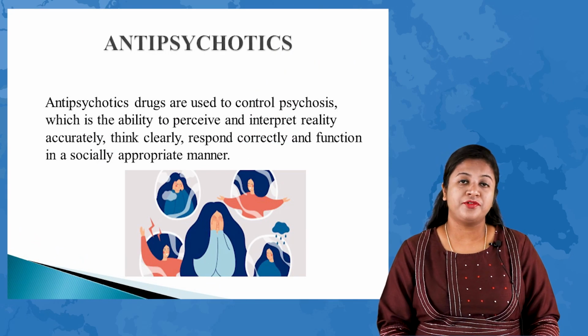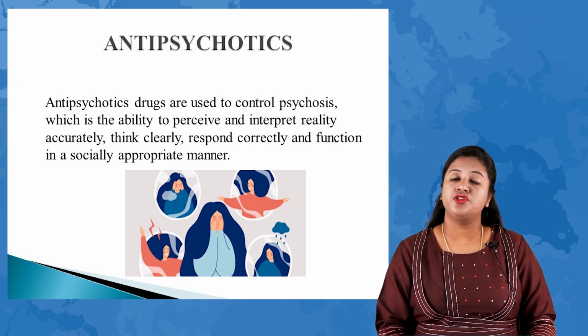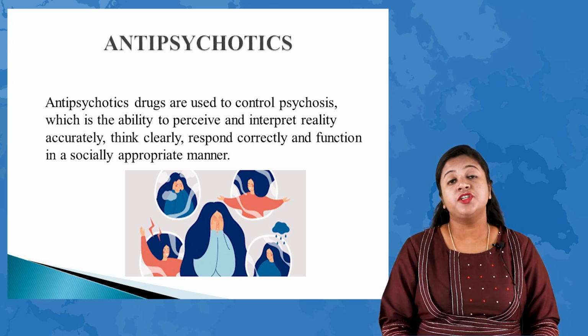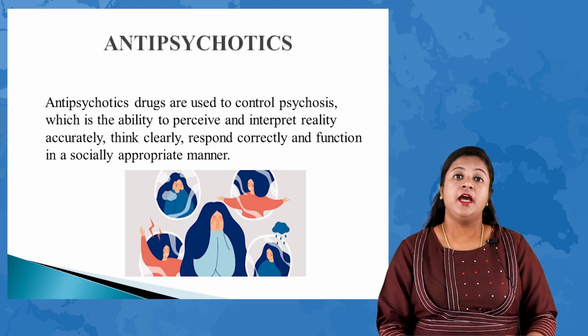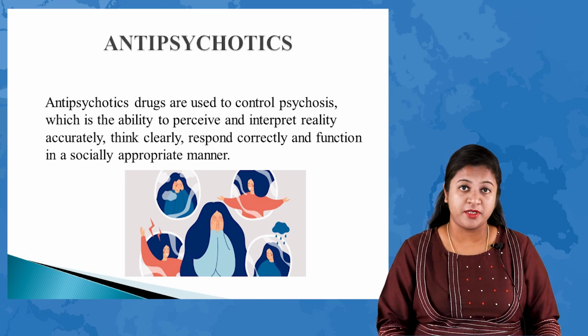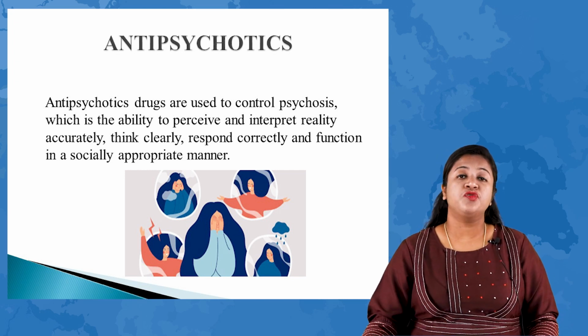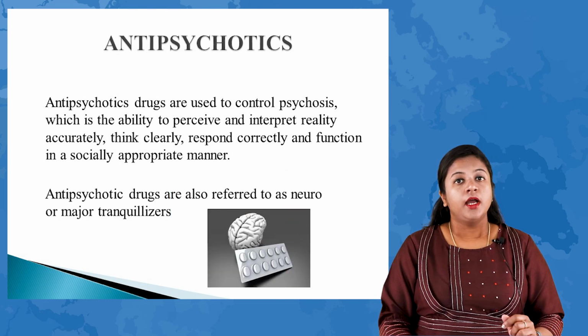Antipsychotic drugs are a group of drugs which are used to control psychosis, which is the inability to perceive and interpret reality accurately, think clearly, respond correctly, and function in a socially acceptable manner. So these are the group of drugs which are used to treat the psychotic conditions.